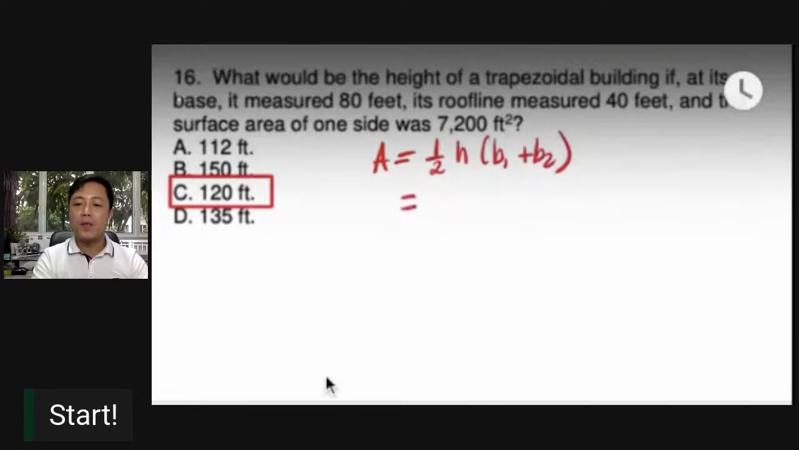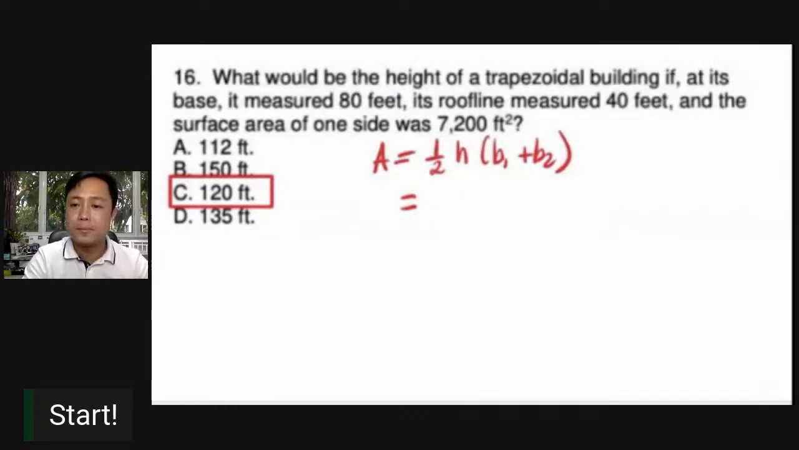So that's the formula for the area of a trapezoid. Make sure you write it down. Area is equal to 1/2 times the height times the sum of the two bases, base 1 and base 2. By the way, base 1 and base 2 are the two parallel sides of a trapezoid. So now in this problem, the area is 7,200 feet and the two bases are 80 and 40 feet. You were asked to find the height, so all we need to do is substitute those values.